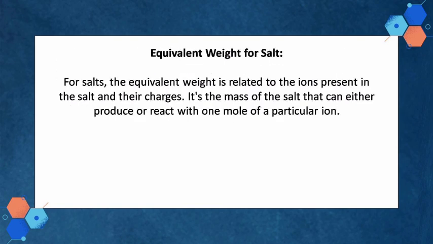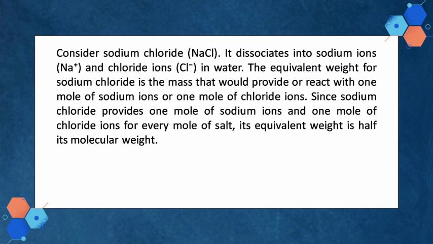For salts, the equivalent weight is related to the ions present in the salt and their charges. It's the mass of the salt that can either produce or react with 1 mole of a particular ion. Consider sodium chloride, NaCl. It dissociates into sodium ions, Na+, and chloride ions, Cl-, in water. The equivalent weight for sodium chloride is the mass that would provide or react with 1 mole of sodium ions or 1 mole of chloride ions. Since sodium chloride provides 1 mole of sodium ions and 1 mole of chloride ions for every mole of salt, its equivalent weight is half its molecular weight.